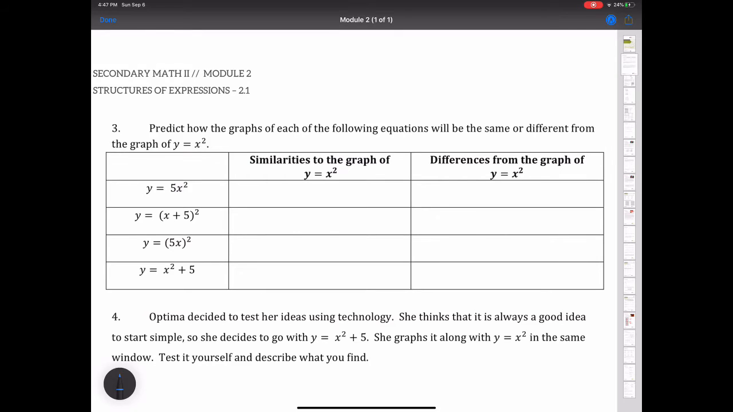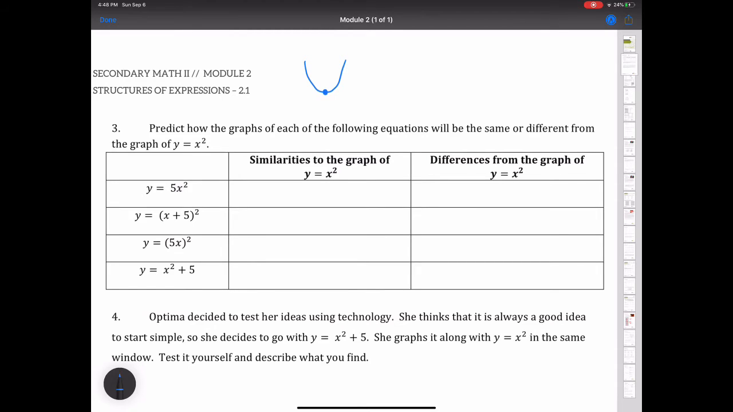Is it squattier? Does the vertex or the origin of the actual parabola, the vertex of the parabola, which remember is just this thing right here, does that move? And things like that. So go ahead and take some time to list out some similarities and some differences.